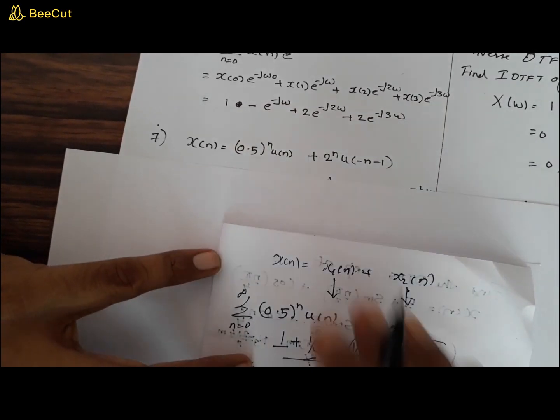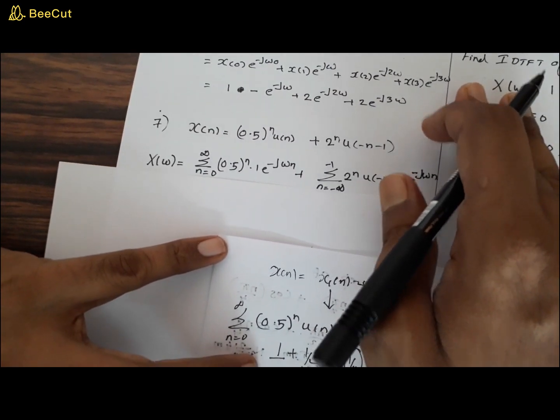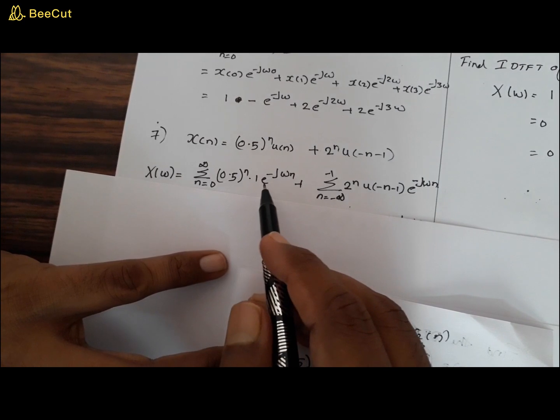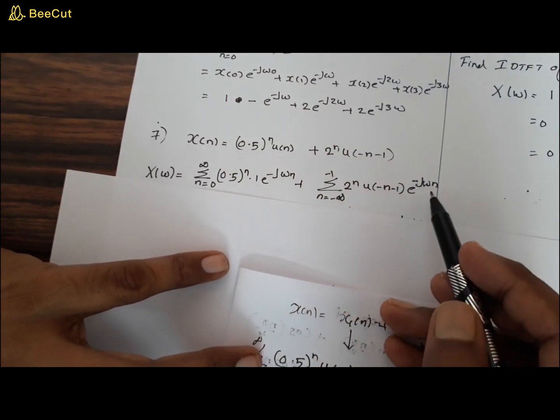Therefore, this is the first thing that you need to check. So you should say that the Fourier transform exists. Now what is the Fourier transform? This will be sigma n equal to 0, 0.5 raised to n into e raised to minus j omega n, with n from minus infinity to plus infinity. Okay, so this is it.